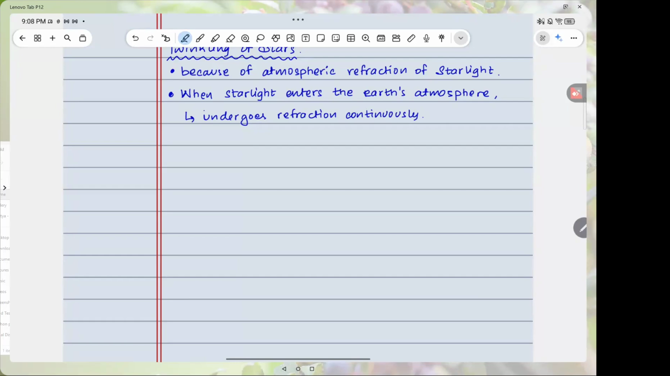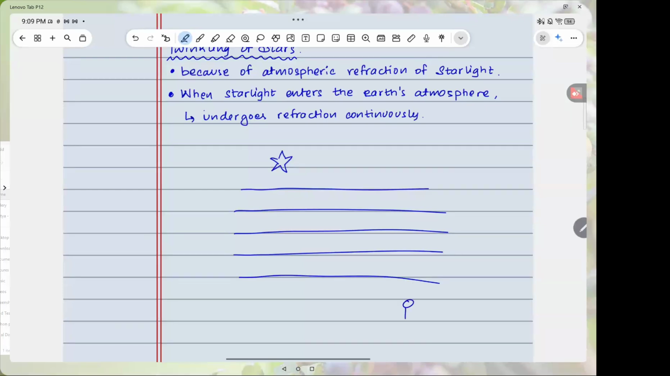Yeah. So as I was saying, when starlight enters the Earth's atmosphere, it undergoes refraction continuously. So what happens? Let's say this is your star, and let's say we are standing here. So the ray of light from the star, and let's say this is the point where Earth's atmosphere begins, right? So the air is less dense here, and it becomes more dense as we go down.